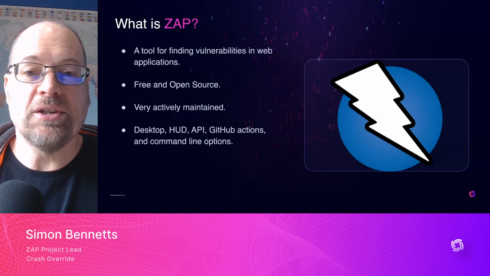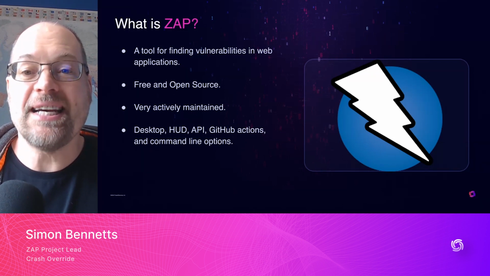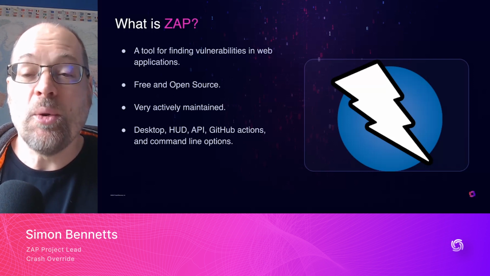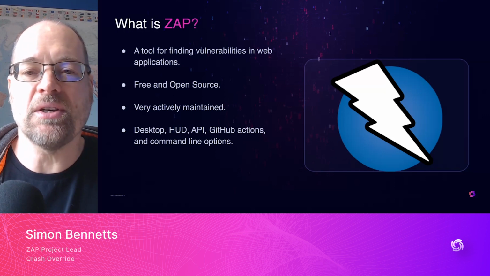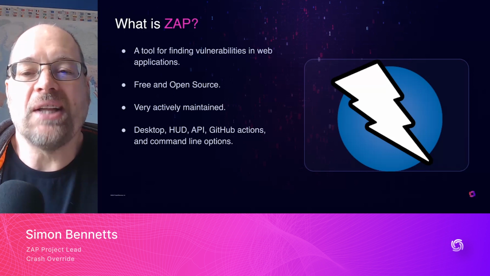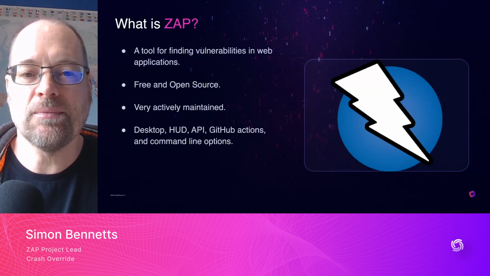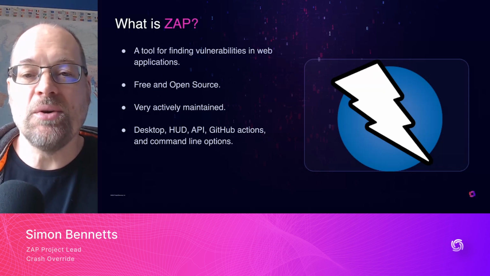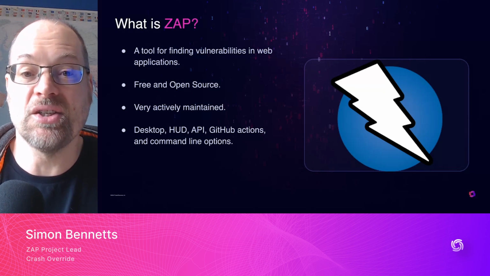There are lots of different ways you can run ZAP. There's a desktop app, which is typically used when you're testing an application manually. We have a heads-up display, which brings ZAP functionality into the browser, so you can focus on your application and still see ZAP information and control ZAP that way. We also have a daemon mode, so you can run ZAP headless and control it by the API. The API is very powerful.